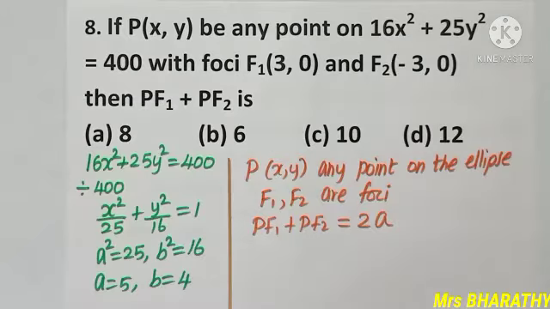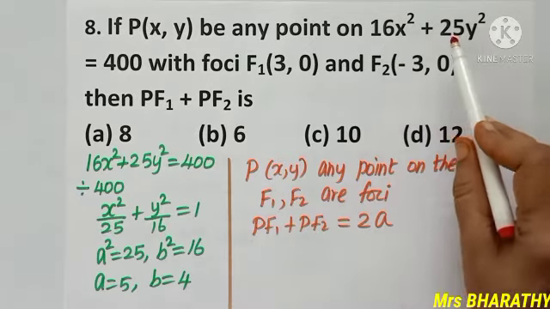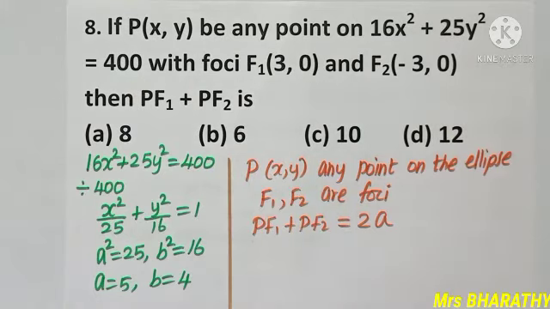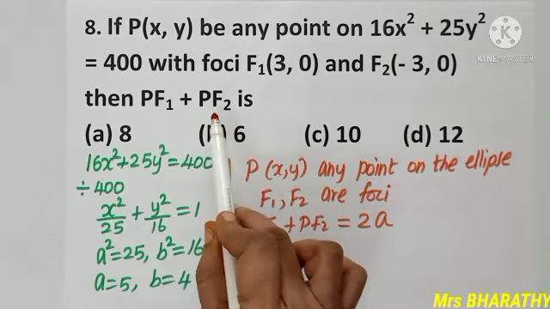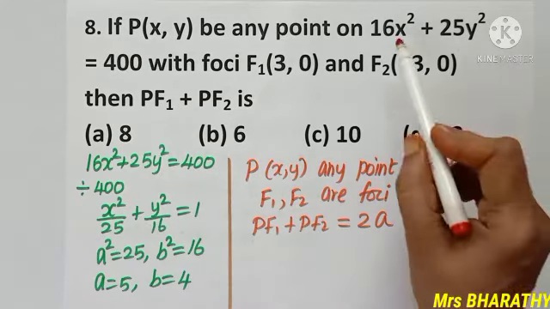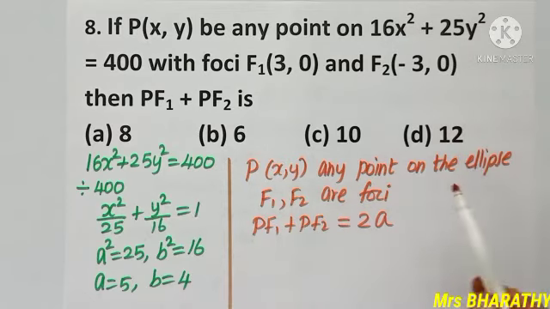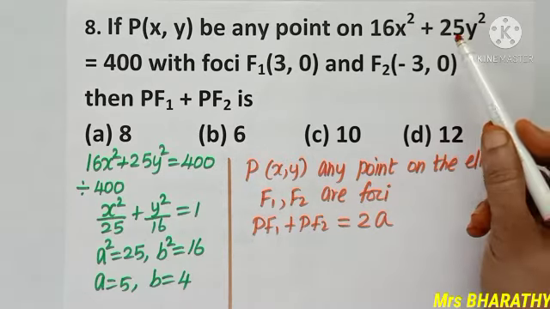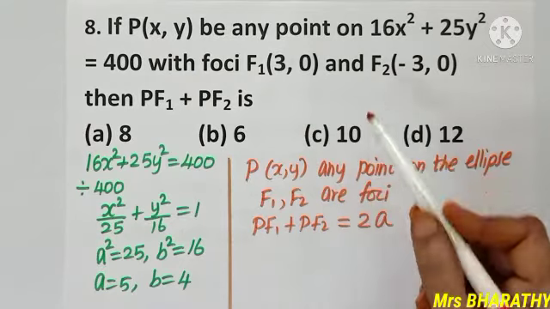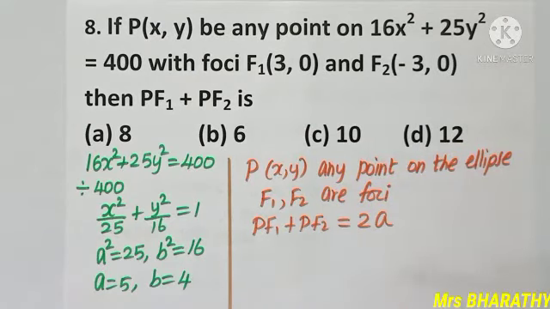Question number 8. If P(x, y) be any point on 16x square plus 25y square equals 400 with foci given, we need to find out PF1 plus PF2. Looking at the equation, it is nothing but an ellipse. In an ellipse, P is any point, F1 and F2 are the foci. Then PF1 plus PF2 is 2a. To find a, recall the equation, we need to have the right hand side to be 1.